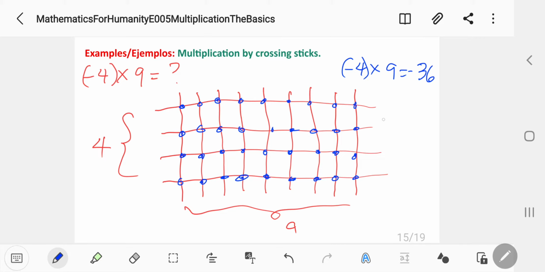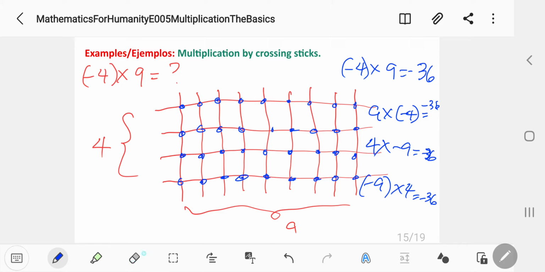This is also equal to 9 times -4. This is also -36. Sorry for that. It's -36. And this is also equal to 4 times -9, equal to -36. And then you have -9 times 4 is also -36. If you multiply a negative number to a positive number, that's negative.